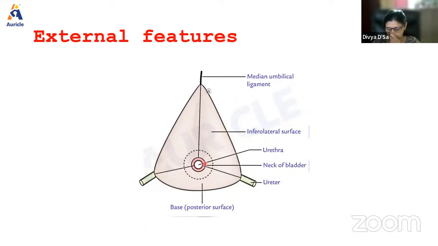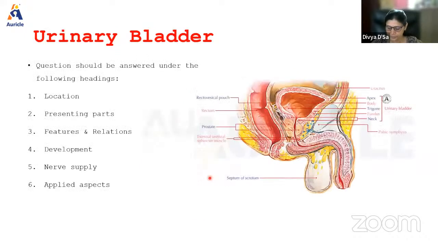So the neck of the bladder. We have what we call the anatomical neck and the physiological neck. Anatomically, the neck of the bladder is defined as the lowest point from where the urethra begins. That is situated about 3 to 4 centimeters behind the lower border of the symphysis pubis. That is the anatomical neck.